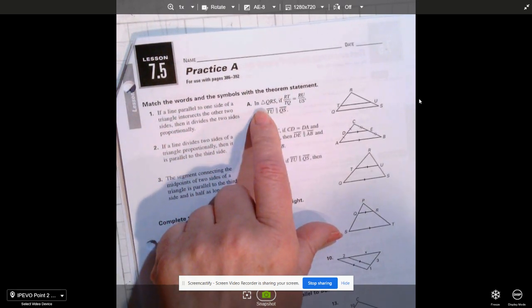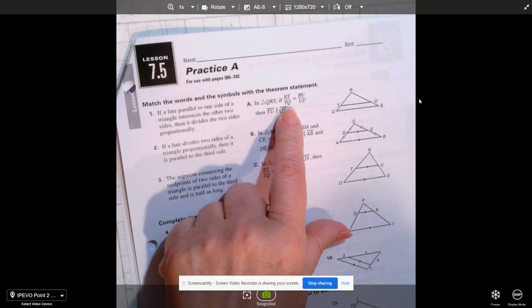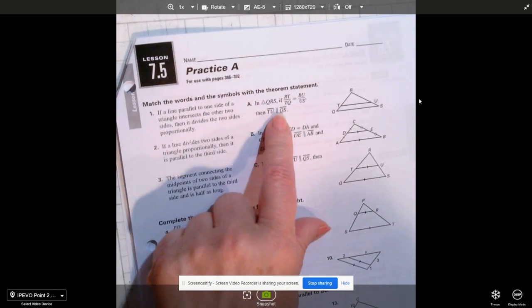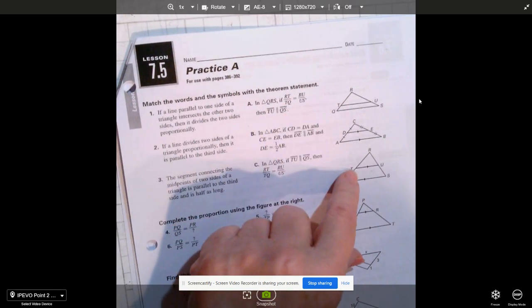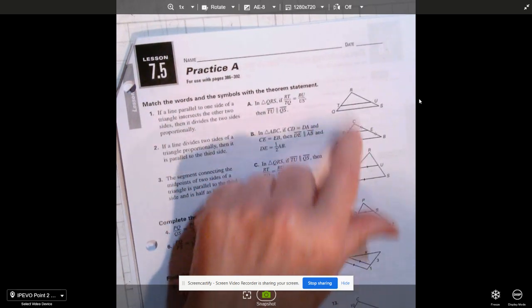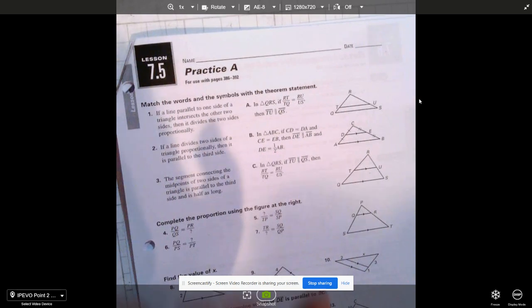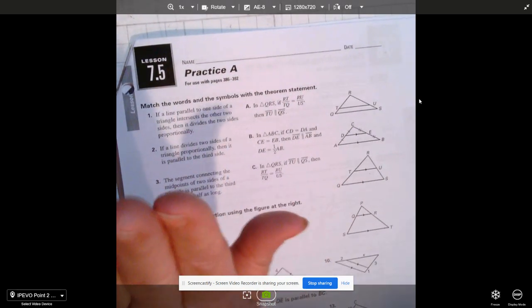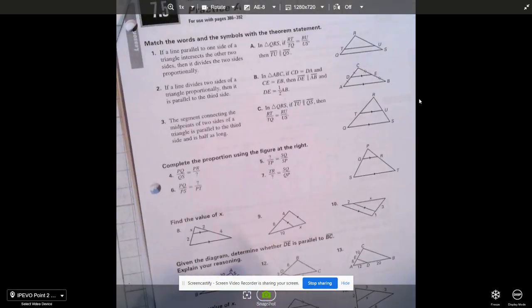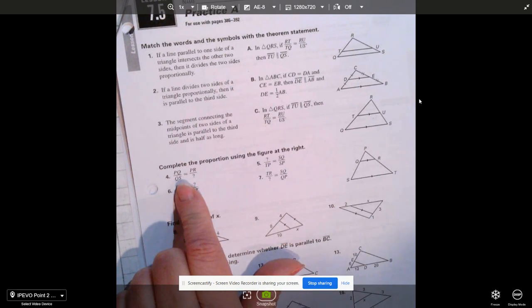And here it says, if RT is over TQ. So here they're giving it to you in the words, and here they're giving it to you in pictures. So they just want you to match it up. It's not really that important. I'm okay with the fact that you skipped that. But here I want to make sure you understand what they're asking you here.